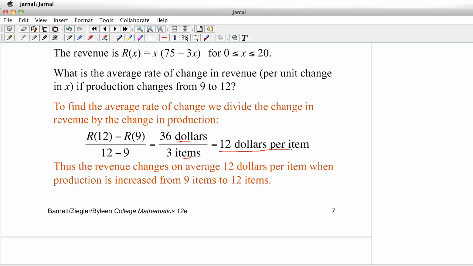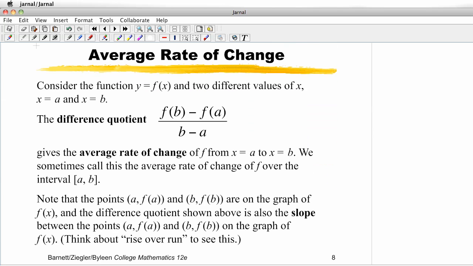So when we have a rate of change, it's always measured in something per something, y coordinate units per x coordinate unit. So that's what the rate of change would mean in terms of the revenue function, or in terms of any function. So in general, the average rate of change is just a change in y over change in x. So this is formally what it looks like. If you have two values of x from a to b, then this is your change in y coordinate over change in x coordinate calculation. And we call that the average rate of change of the function from a to b.